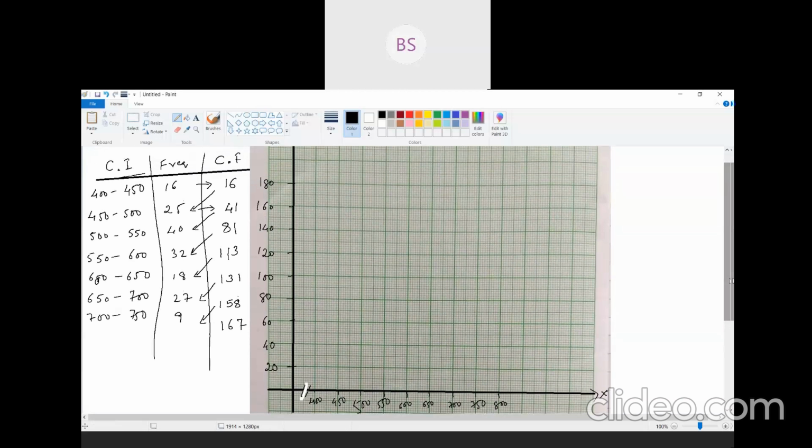Okay. Now here, this will be the y-axis. Now we write down the scale as it is. On the x-axis we can see the difference is 50, so for the x-axis we will write 1 centimeter is equal to 50 units. And on the y-axis we can see that the difference is 20, so here we write 1 centimeter is equal to 20 units.